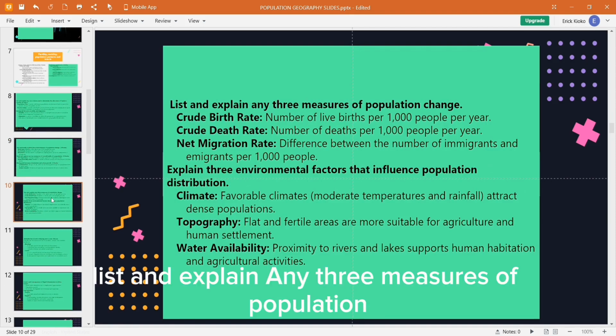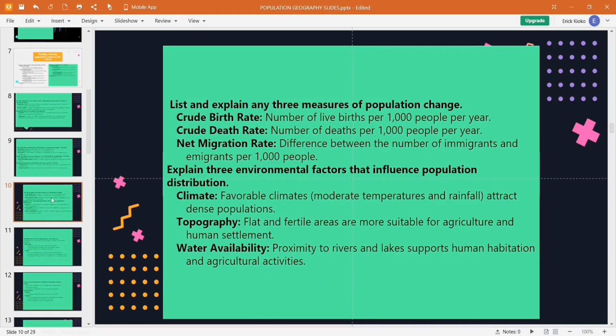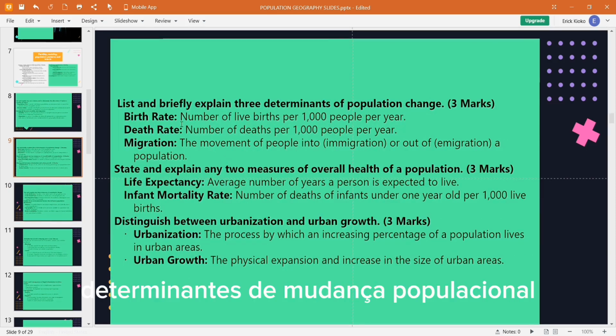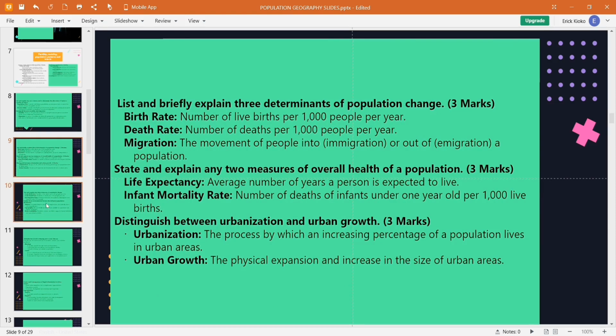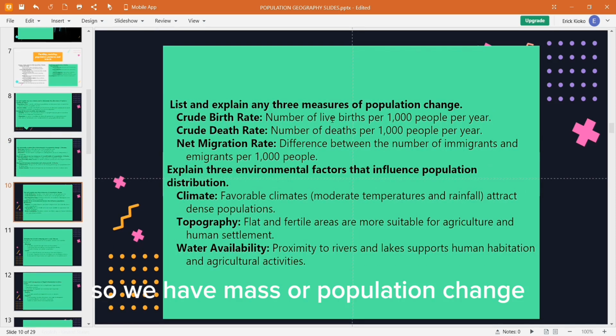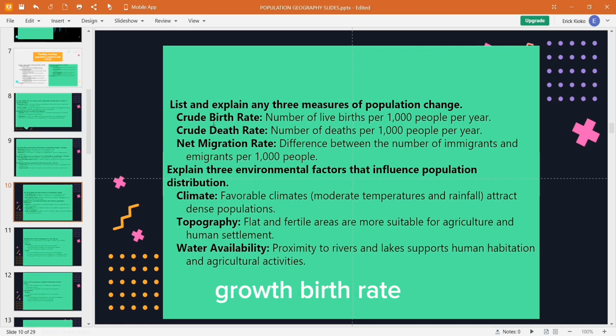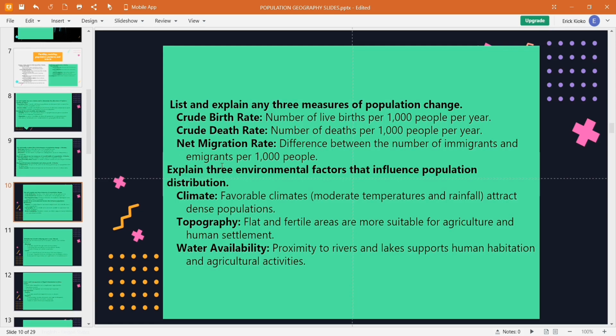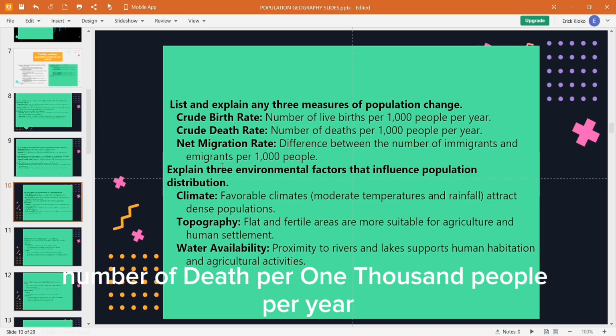Let's go to list and explain any three measures of population change. Here we had looked at determinants of population change: birth rate, death rate, migration. So we have measures of population change. We have crude birth rate, crude death rate, net migration. Crude birth rate is the number of live births per 1,000 people per year. Crude death rate is the number of deaths per 1,000 people per year.